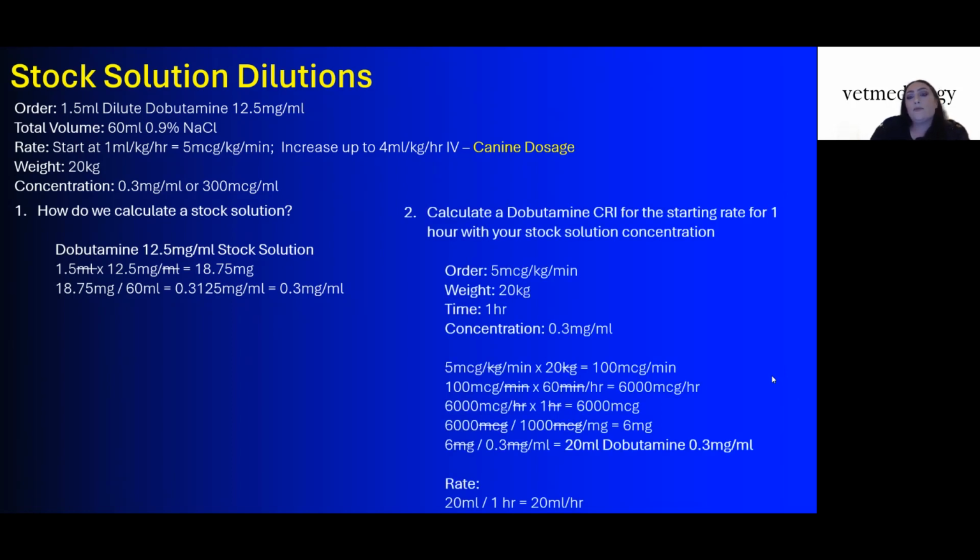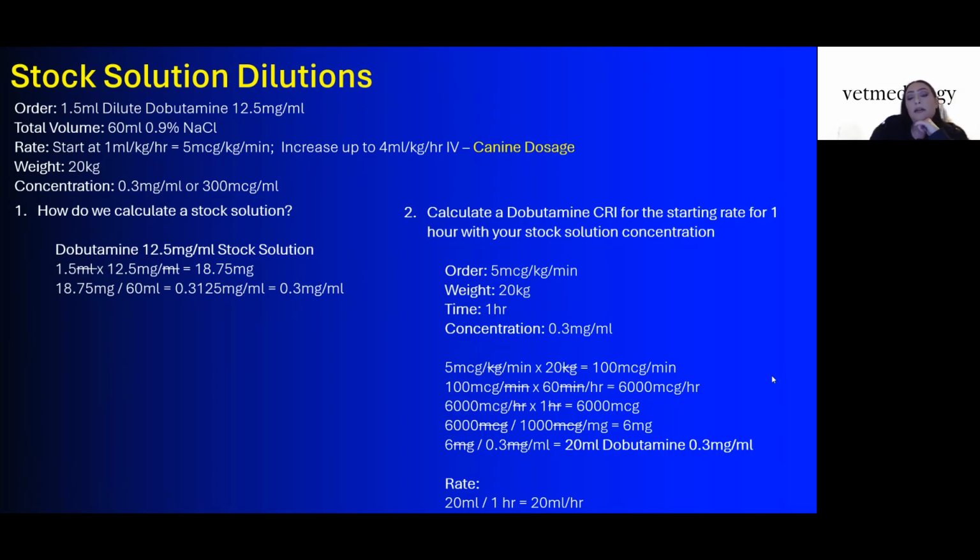Calculate a dobutamine CRI for the starting rate for 1 hour with your stock solution concentration. So our order is 5 mics per kg per minute. The weight is 20 kgs, time is 1 hour, concentration is 0.3 mgs per mil.